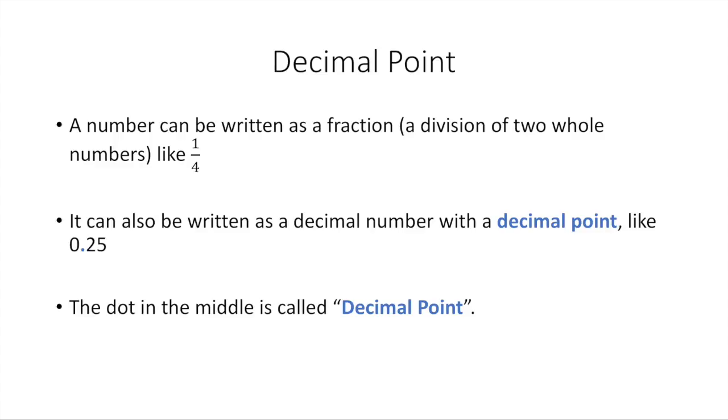Okay, so I talked a little bit about the decimal point, but there are two ways to write a number that is not a whole number, right? That is a fraction of a number. A fraction is just a division of two whole numbers, like 1 over 4, 1 divided by 4, right? And that can also be written as a decimal number with a decimal point, like 0.25. The dot in the middle, the blue dot there, is called the decimal point. And that just tells you that on the right, it's a fraction of a whole number.